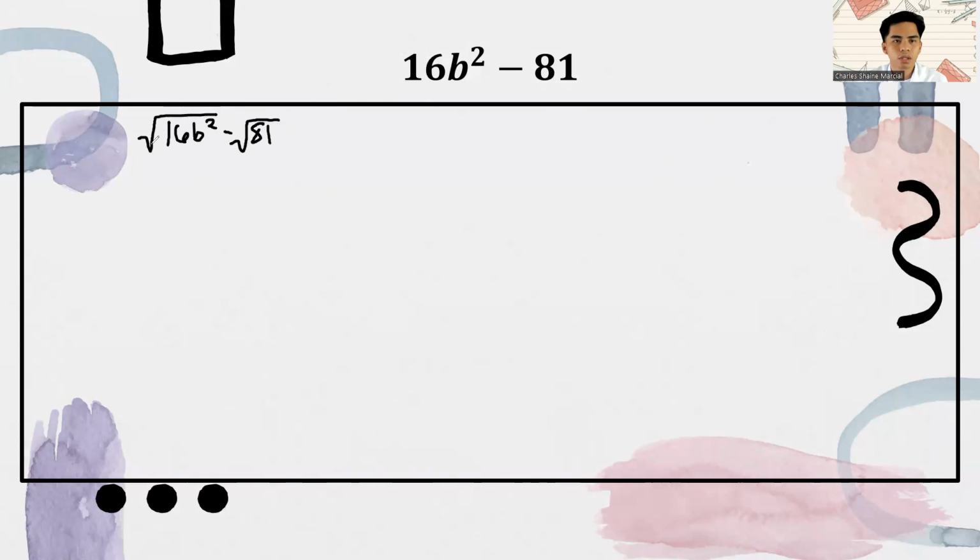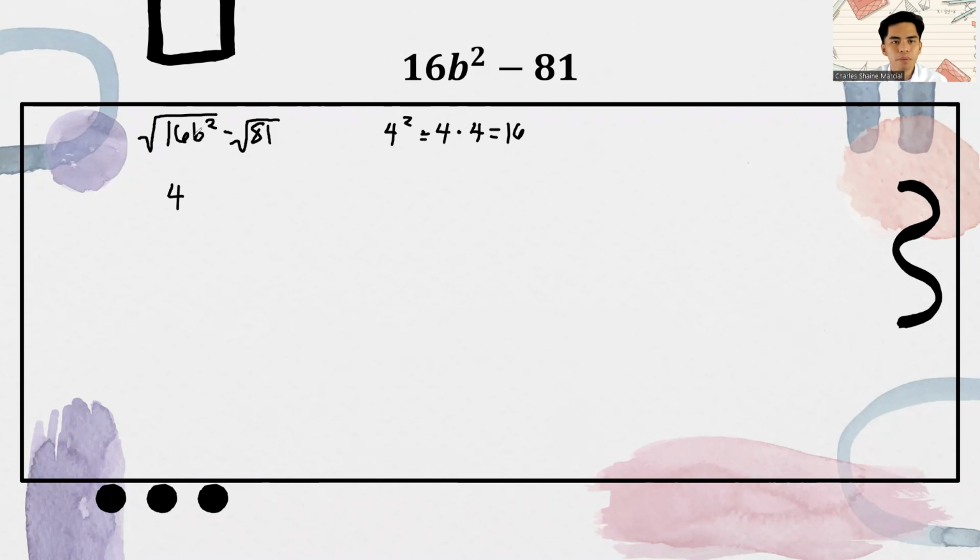Okay, so we have the square root of 16 and that is equal to 4. Bakit? Yung 16 is just 4 squared. Opo, so that is 4 times 4 and that is equal to 16. Kaya naging 4 yung square root ng 16.